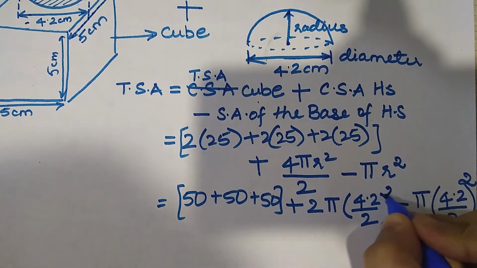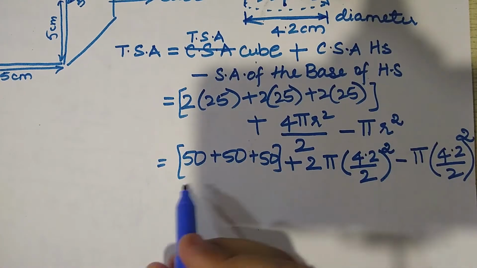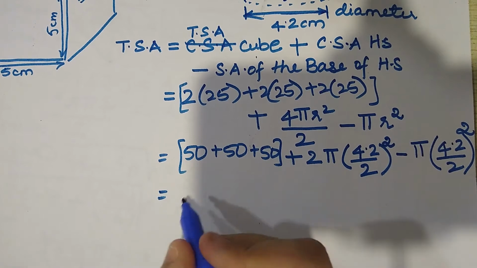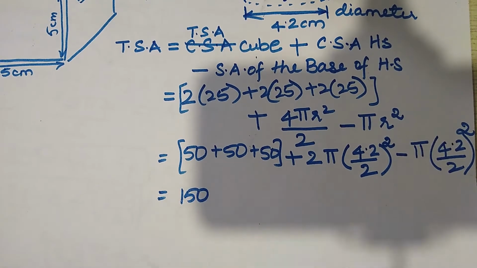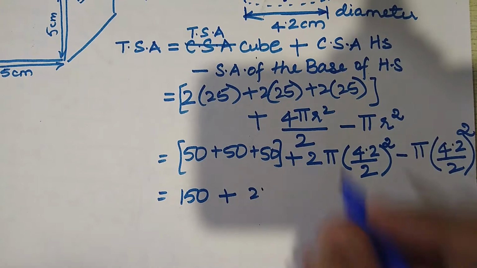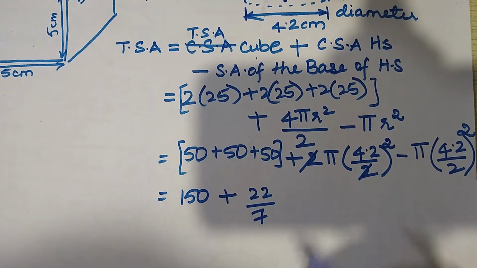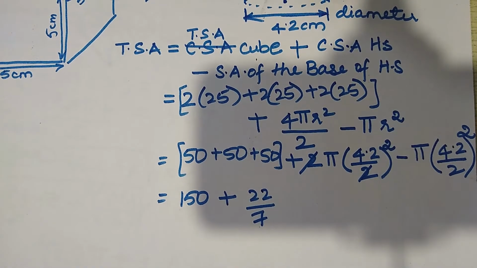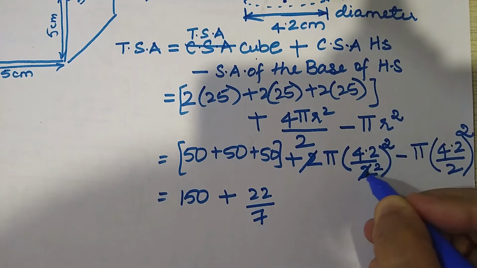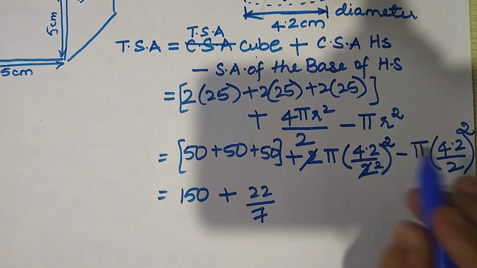Here this was supposed to be square. Yeah, I've forgotten to put that. So the total calculation, 50 plus 50 plus 50 will give us 150, plus the calculation should be done for this part. So the 2 and 2 cancels out. Pi is 22 divided by 7. 4.2, sorry, if you cancel out this 2, the 2 again remains because it's 2 into 2, because it's square, right? So it will be 2 into 2 here. So that 2 still remains.